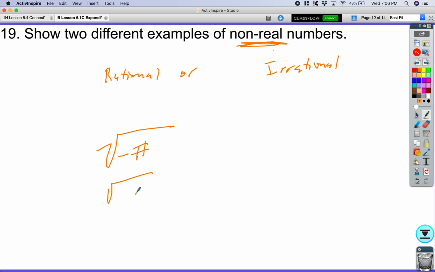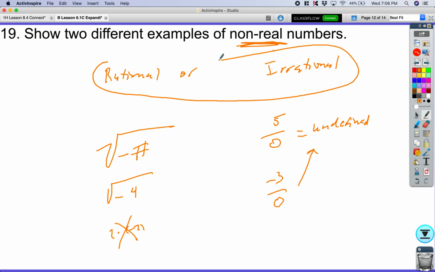So one example would be the square root of like -4. There are no two numbers that are exactly the same that multiply to -4. And remember, 2 times -2 are not the same. That would not be an example that works. And then the other one is if I divide anything by 0. So like 5 over 0, -3 over 0, these are all examples of undefined. Okay, that's also undefined. So those are examples of non-real numbers. While these ones, if it's rational or irrational, these are real.